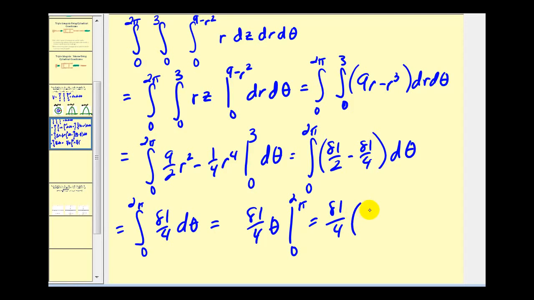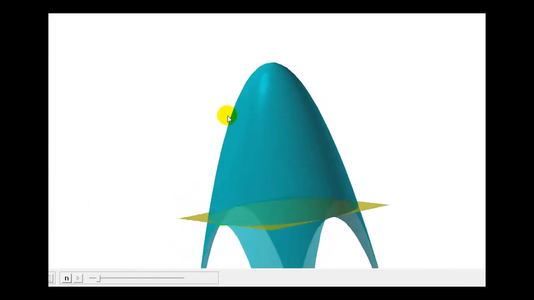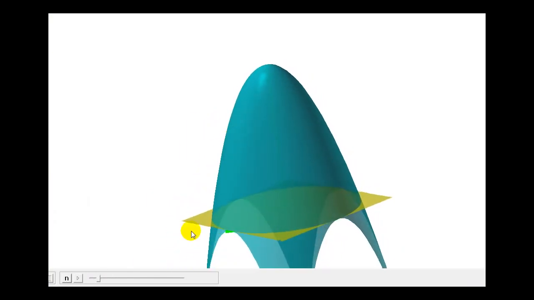So we'll have 81 fourths times 2 pi over 1 minus 0. This simplifies here. So this would be 81 pi over 2 cubic units for the volume of this solid region. Let's take a look at one more example.